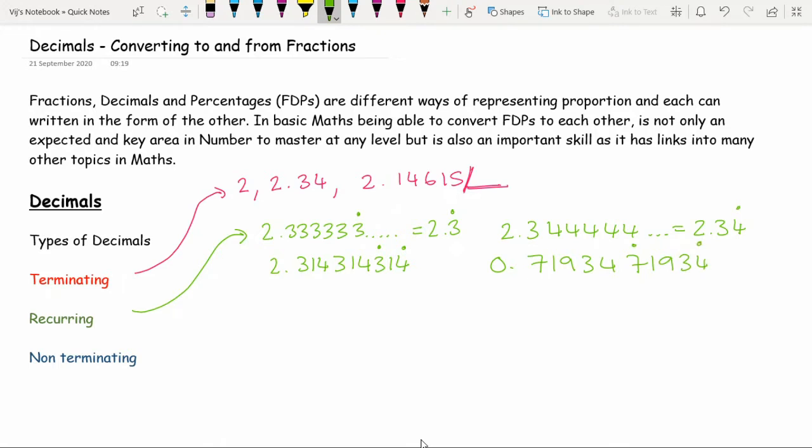Now you don't have to write out the pattern twice or three times. You can simply write the pattern once. If I just get rid of that second repeat and just have a dot on the 7 and a dot on the 4, that would be absolutely fine.